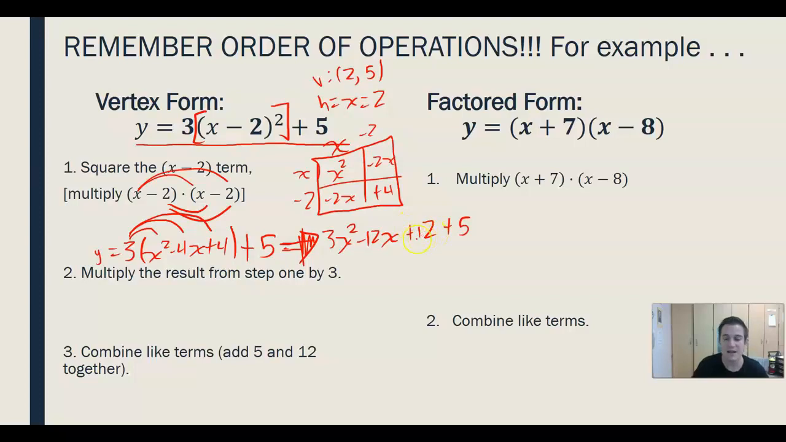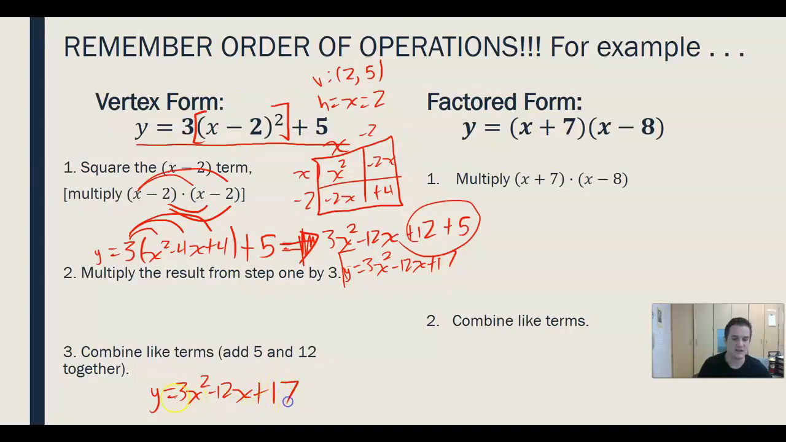Well, I can combine like terms now, because 12 plus 5 is just 17. So 3x squared minus 12x plus 17. So my final answer would be y equals 3x squared minus 12x plus 17. I kind of did not follow my steps here.